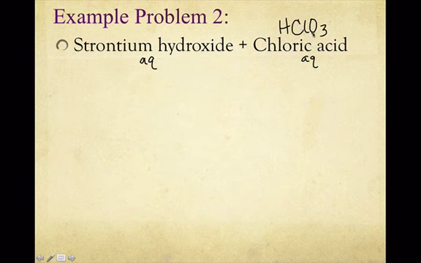This is the chlorate anion, and if you look that up on your solubility table, it's aqueous. And then the hydroxide is going to go with the hydrogen. And if you look up hydrogen hydroxide, you're going to see that it's water, which is a liquid. So this is a good reaction to go because we're getting one of our products as a liquid.